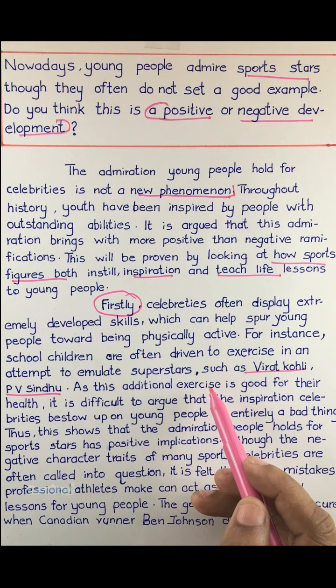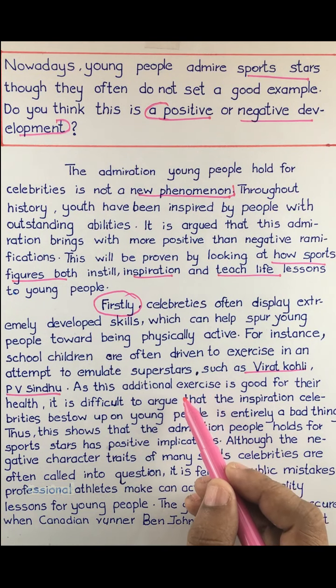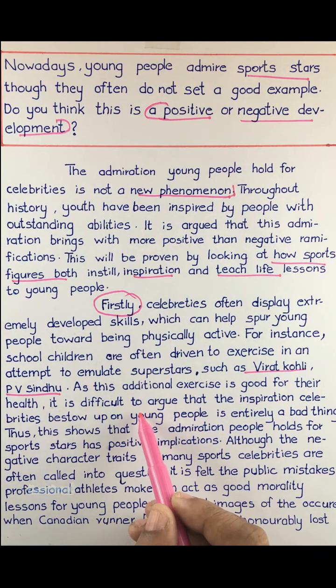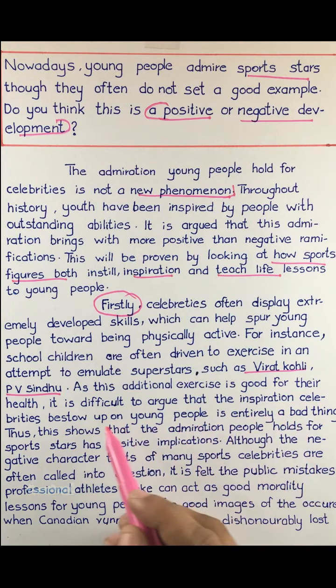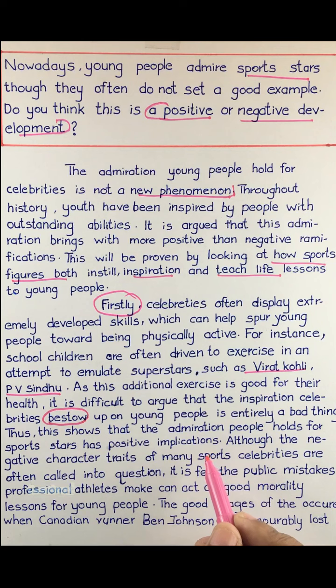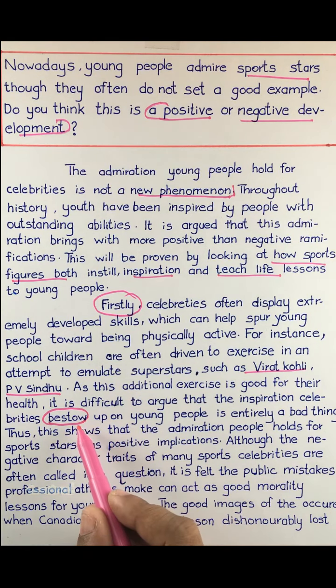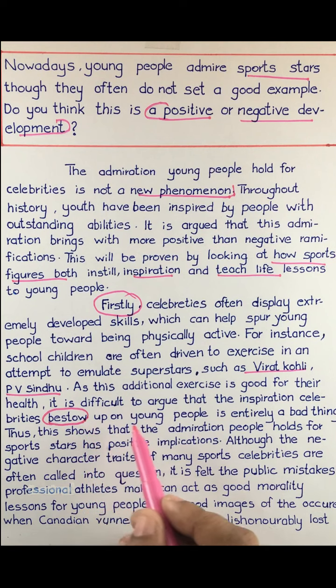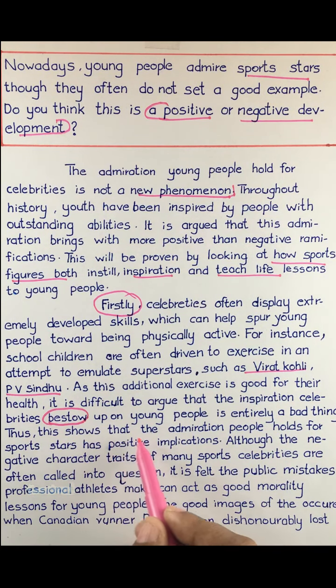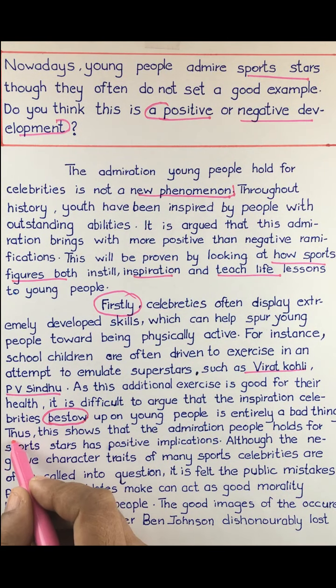So this is a good example of an IELTS band essay. If you want to score more, you have to use better language. So this additional exercise is really good for their health. It is difficult to argue that the inspiration celebrities bestow upon young people is not positive. Bestow means I have used a different vocabulary there. You can add any vocabulary you are familiar with. If you are good with your vocabulary, you can add any vocabulary over here and it should show a logical connection. See, the admiration people hold for sports stars has positive implications.